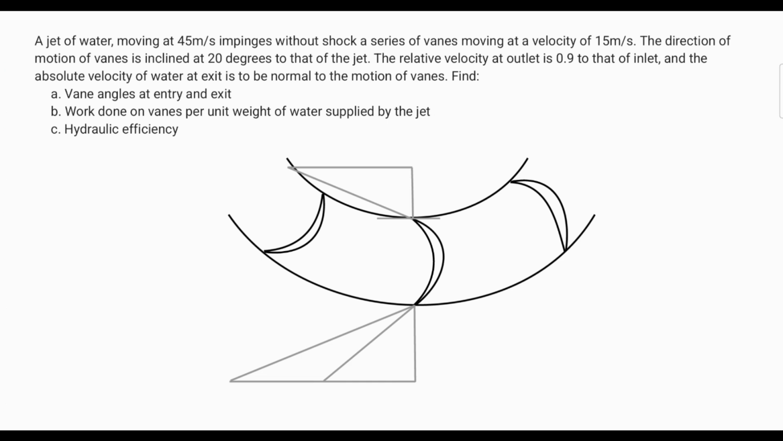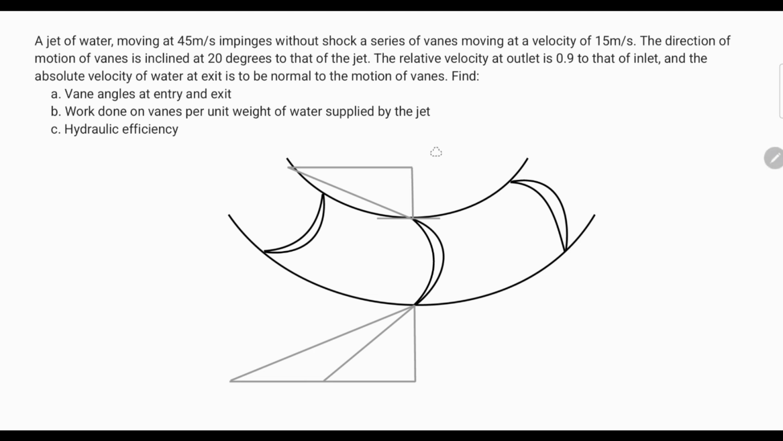The relative velocity at outlet is 0.9 to that of inlet, and the absolute velocity of water at exit is to be normal to the motion of vanes. Find A, vane angles at entry and exit. B, work done on vanes per unit weight of water supplied by the jet. And C is hydraulic efficiency.